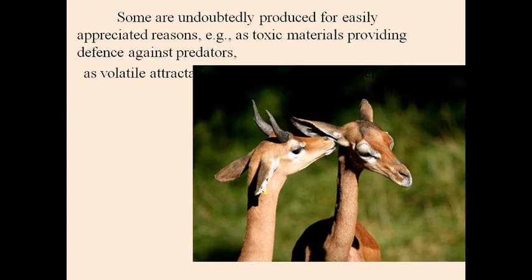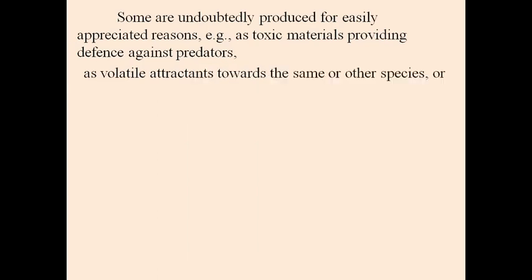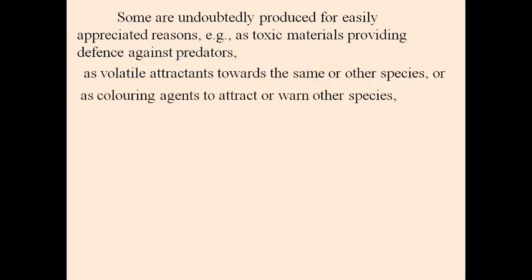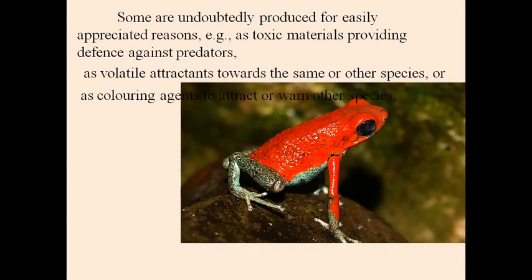Here animals produce sex pheromones, and in one species of plant, Tornia hybrida, when infested with spider mites, it emits a volatile to attract predatory mites that will kill the spider, or as a coloring agent to attract or warn other species.